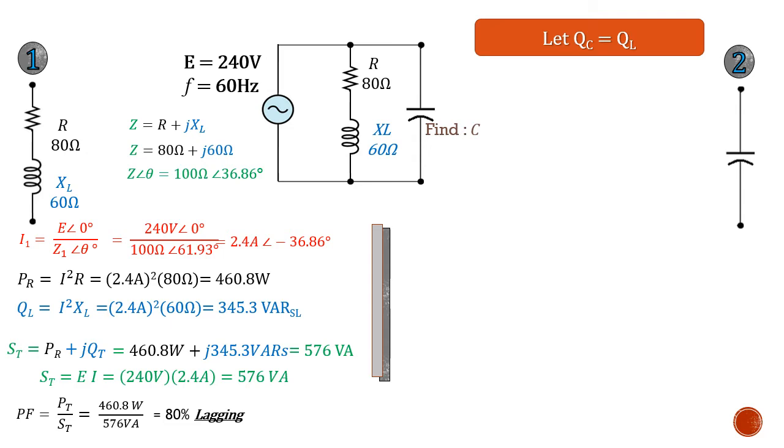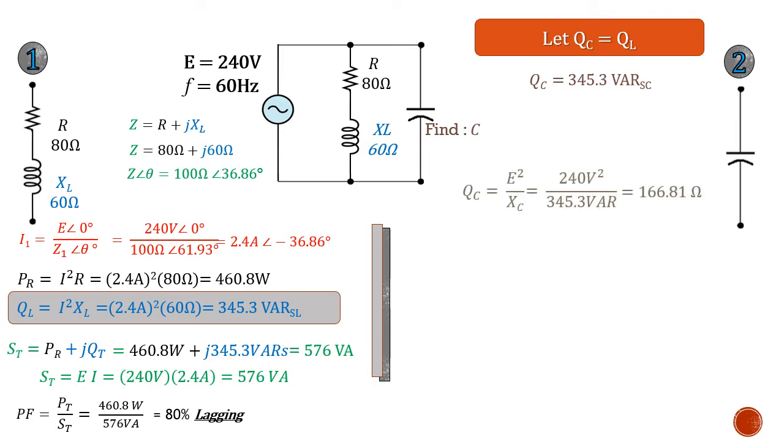So to do that, we let QC equal QL, which in this case works out to be 345.3 vars inductive. We'll let that be the same. Having our total power in hand and knowing that the voltage across the capacitor is our source, we can then get the ohmic value for our capacitive reactance. With our ohmic value of our capacitive reactance in hand, we can work our way back and get our capacitance.